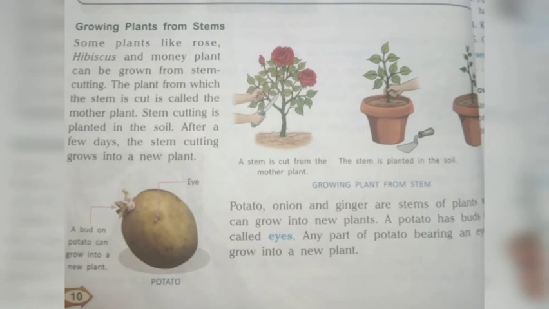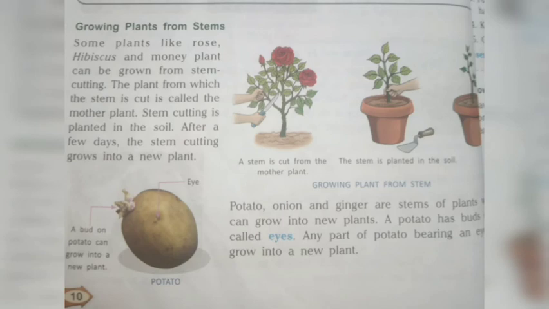It means if you want to grow a plant from a stem, then cut a stem from the plant you want to grow. Then plant that stem in the soil, and after a few days that stem will grow into a new plant.